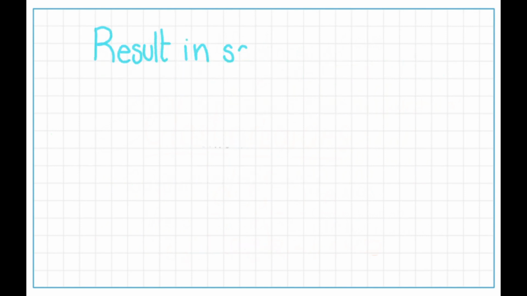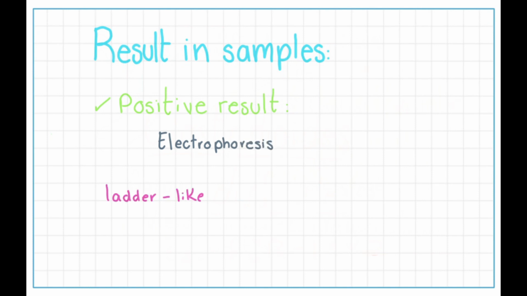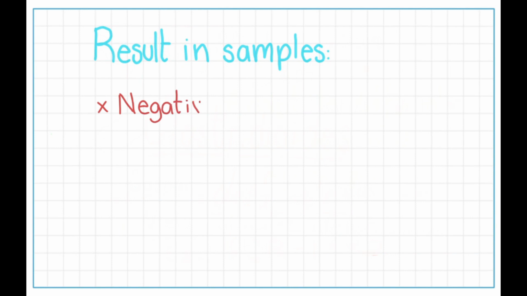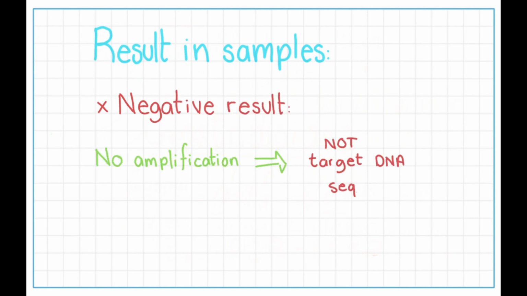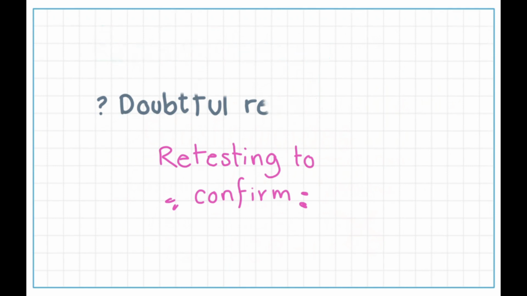Resulting samples are considered positive, negative, or doubtful. Positive result: the presence of a sigmoidal increase in fluorescence in real-time monitoring, or a ladder-like pattern on gel electrophoresis, indicates amplification of the target DNA sequence, indicating a positive result. Negative result: no amplification or minimal amplification indicates the absence of the target DNA sequence, indicating a negative result. Doubtful result: ambiguous or inconclusive results might require further investigation or retesting to confirm.